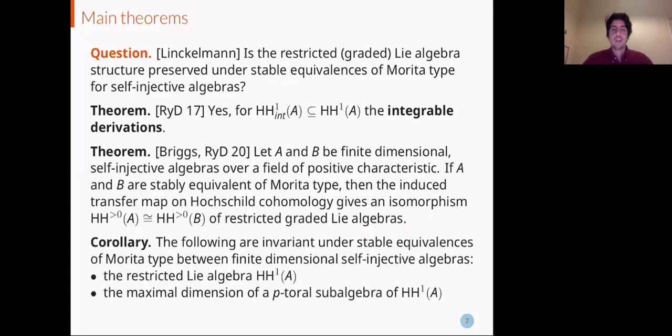And well, from this theorem, we can also extract more information. So for example, we have an isomorphism as restricted Lie algebras between the HH1 of A and HH1 of B. And also we obtain a further invariant, an invariant that will be important in Benson's talk, which is the maximal dimension of a p-toral subalgebra.